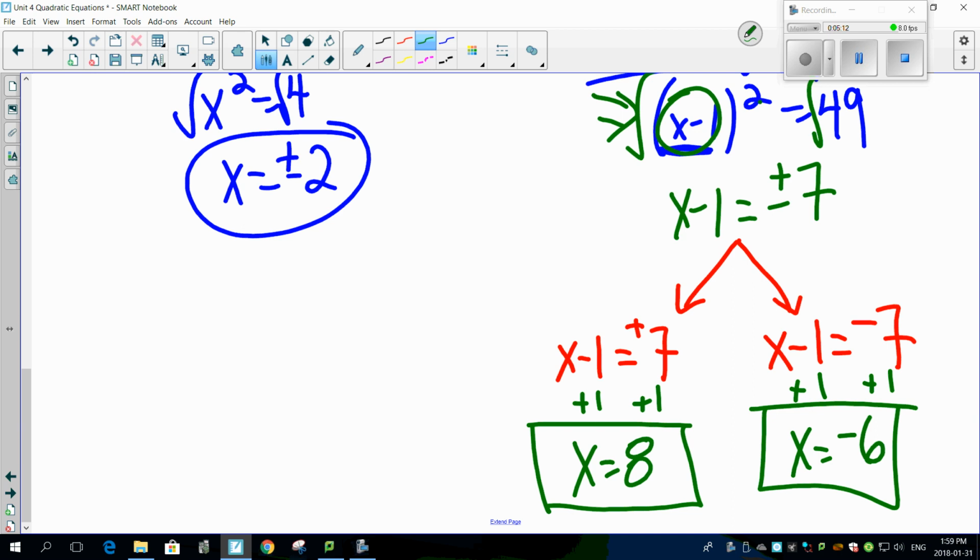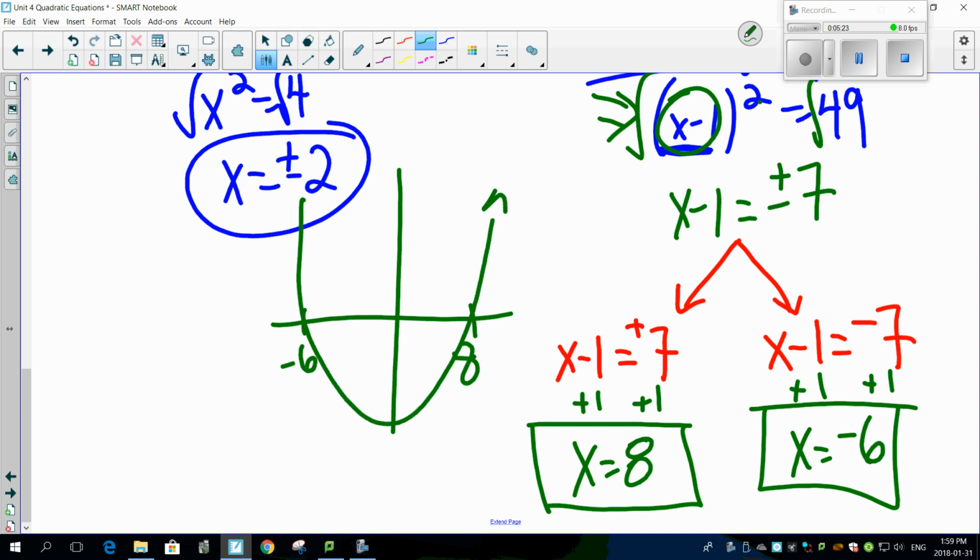Now you're probably saying, well, why would you have two answers? Think about it. It's a parabola that has a -6 intercept and a +8 intercept. That's the reason why we have two answers and why we use the square root principle.